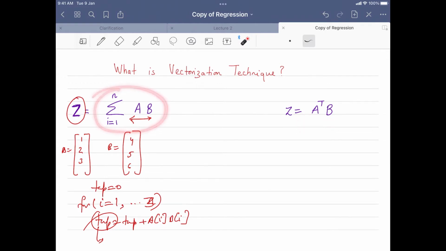So if you do A transpose B, since you are from a mathematics background, I hope you will have no doubts in calculating this. You know what this is. A transpose B is nothing but you transpose the vector A and multiply with B. So you will get the Z value within one step, whereas when you are using simple for loops, you know how much time it will take, and here it will be computationally fast.